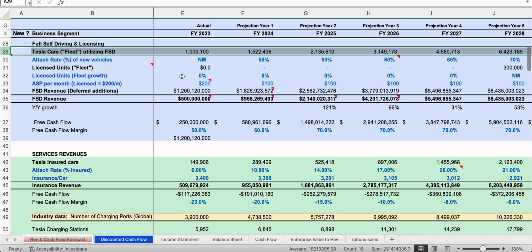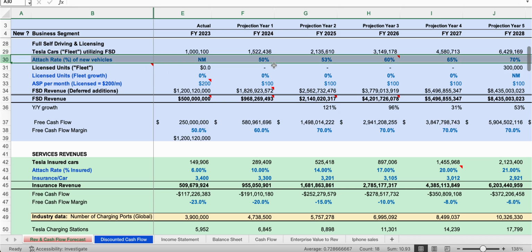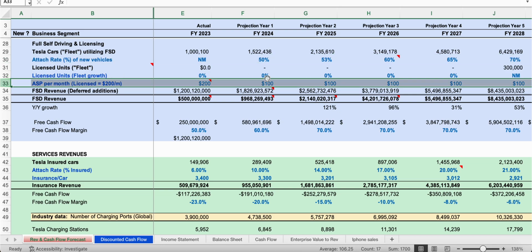It's highlighted. You can see that's the Tesla fleet I have. Then I have an attach rate of 50%, and then slowly going up each year as it gets more and more popular. More people adopt this, and they're going to be paying $100 a month. They used to pay $200 a month. Now they're just going to be paying $100 a month.